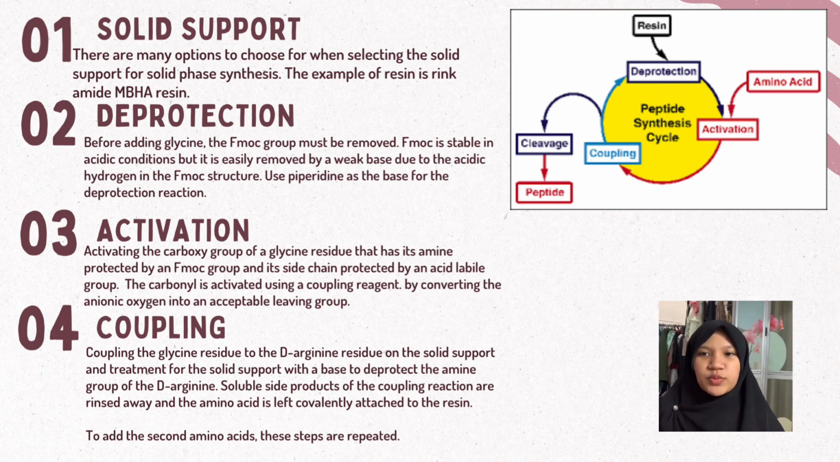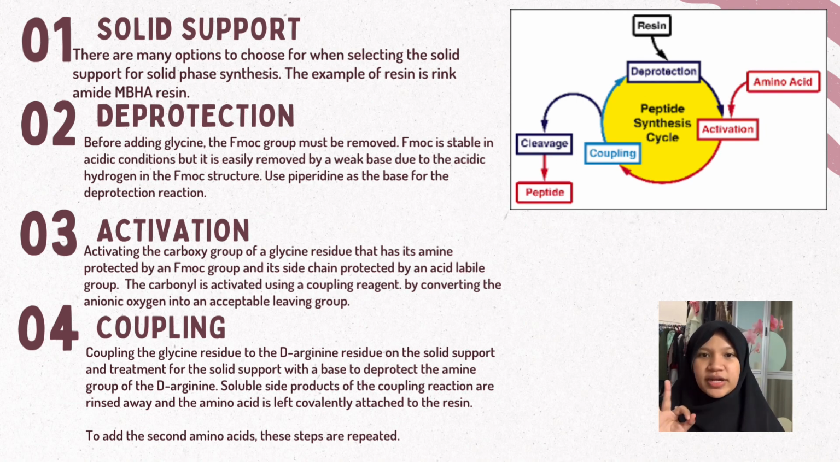So first, the solid support. The solid support, as we know, is a resin. There are many options to choose from when selecting the solid support for solid phase synthesis. Examples of resin are Rink amide and BHA resin and others. So second is the deprotection process. Before adding glycine, the Fmoc group must be removed. So how to remove the Fmoc group? Fmoc is stable in acidic conditions, but it is easily removed by a weak base due to the acidic hydrogen in the Fmoc structure. So we use piperidine as the base for the deprotection reaction.